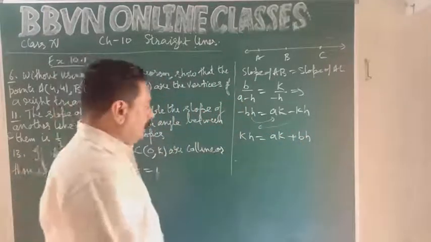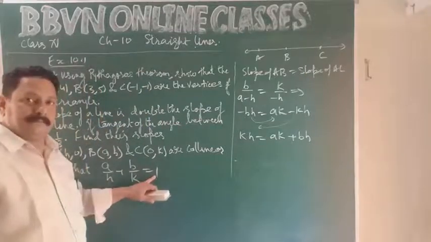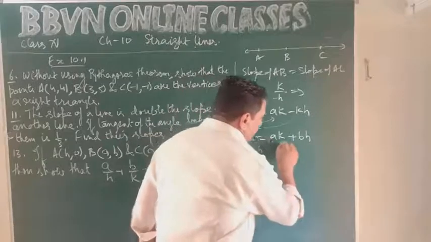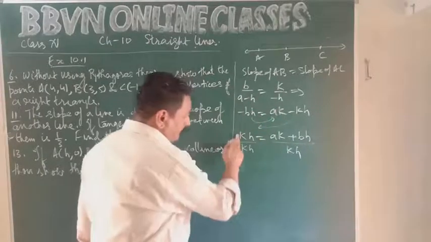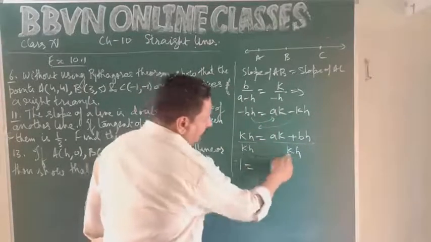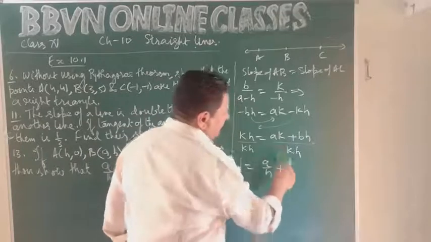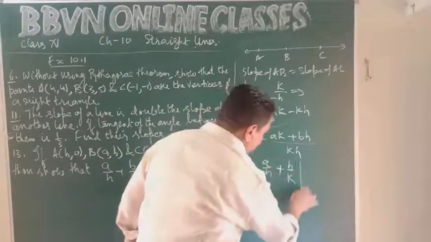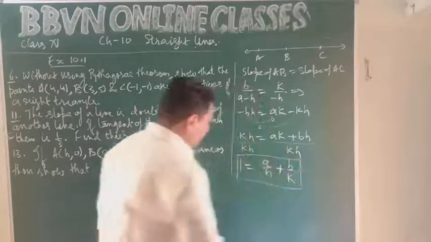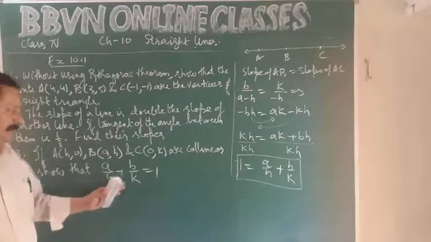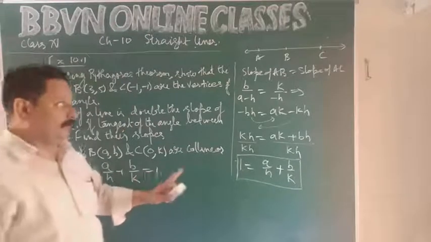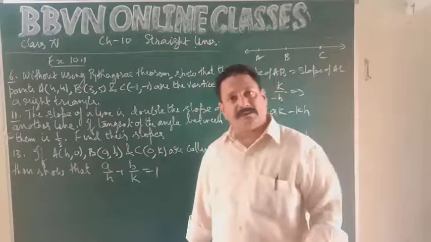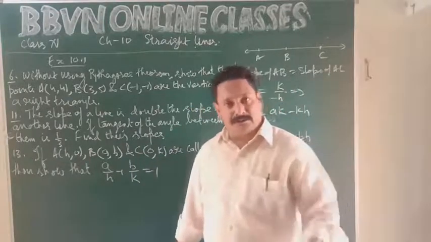Okay. Now we want 1. I'll do one thing. Divide LHS by KH and RHS by KH. So 1 equal to AK upon KH, A upon H, plus BH upon KH, H cancels, B upon K. This is what we have to prove. A upon H plus B upon K equal to 1. I hope you got the solution, children. In the same way, try to solve the questions of this exercise. We'll move on to the concept in the next class ahead.